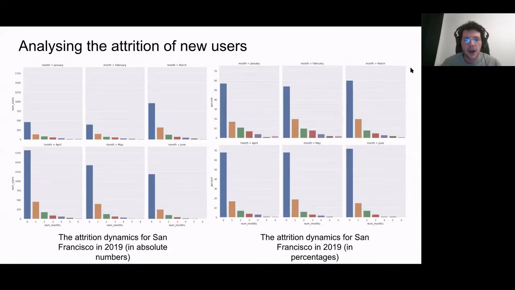We can see that it's quite similar for all months, especially on the chart with percentages, the right one. The majority of users stop using the platform after the first month. But at the same time, in all months there is a minority of people who stay for 4, 5, 6 months.